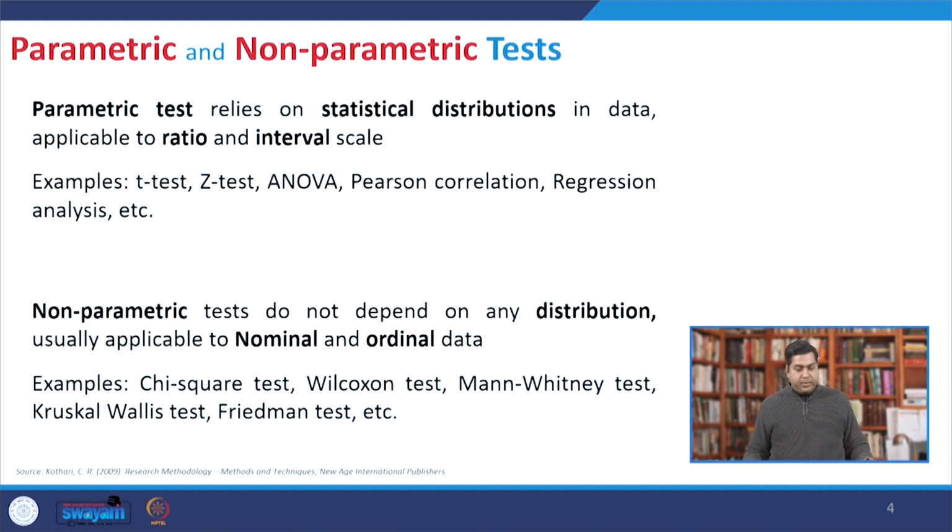Now, parametric and non-parametric tests. A parametric test relies on statistical distribution in data and is applicable to ratio and interval scale data. So, your data will have a particular distribution. In the previous class we discussed normal distribution. The data are distributed normally, with a mean and standard deviation, and in such a case only ratio and interval scale data can be taken into consideration. Examples: you can go for the t test, the z test, or some sort of ANOVA through the F test.